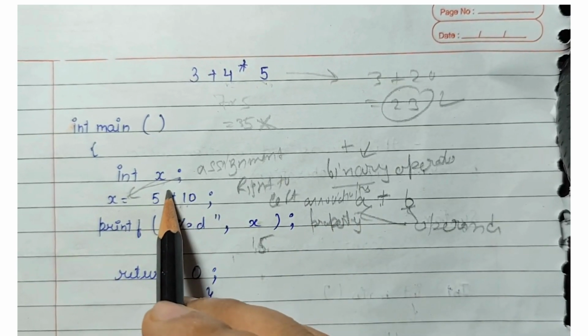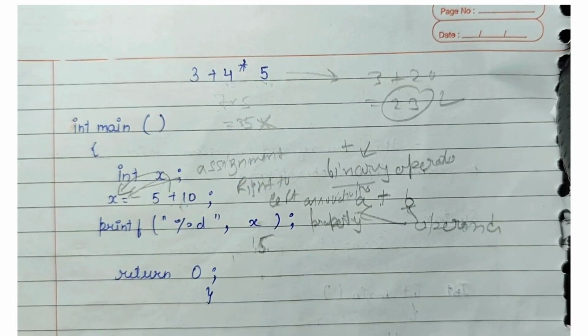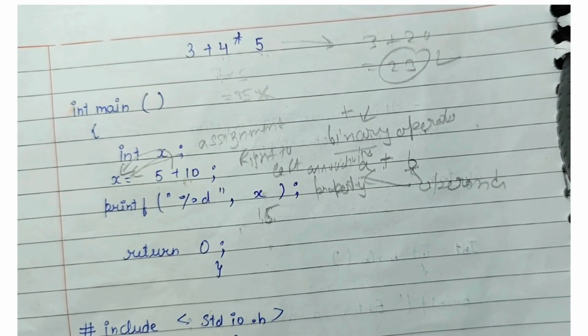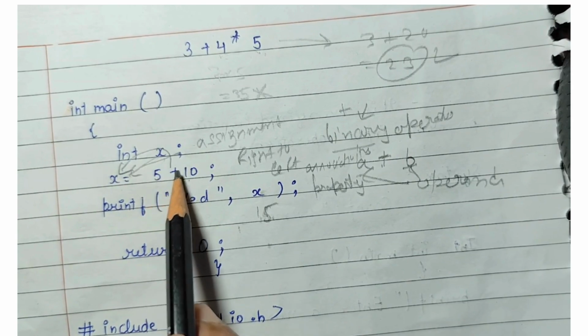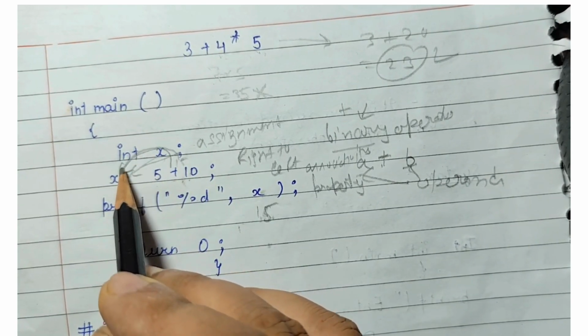The thing is, right value always goes to the left variable. So now, right value goes to left variable means 5 plus 10 becomes 15. Now where does the 15 value go? 15 value goes to the x variable.